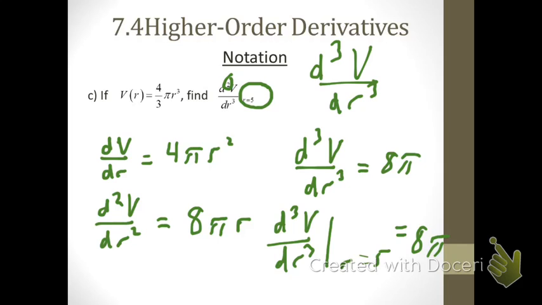But suppose that it had still been 8 pi r like the second derivative was, then you would have substituted 5 in for r, and you would have found the value that you're looking for. Hope this helps out a lot with higher order derivatives. We're going to practice some more in class tomorrow. I will see you then. Good luck. Thanks.